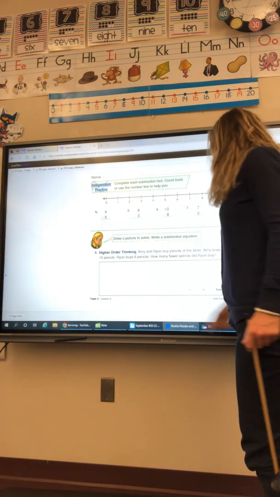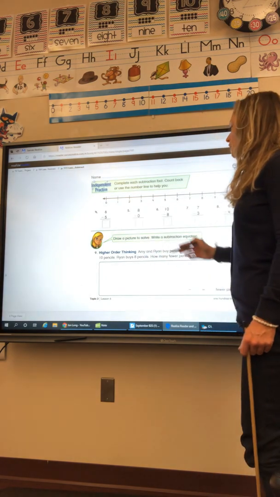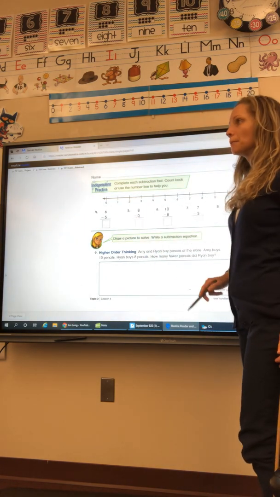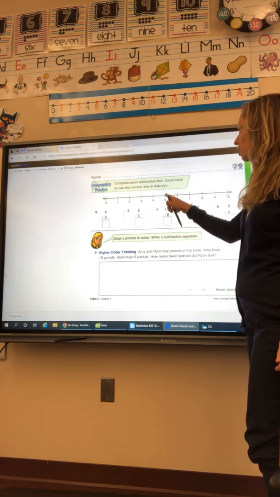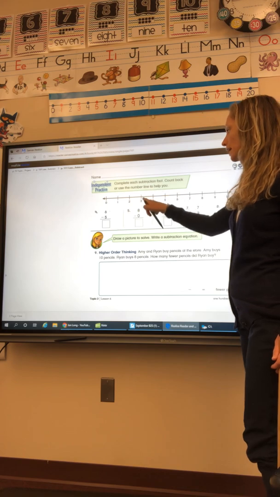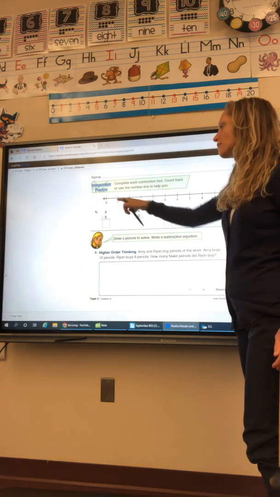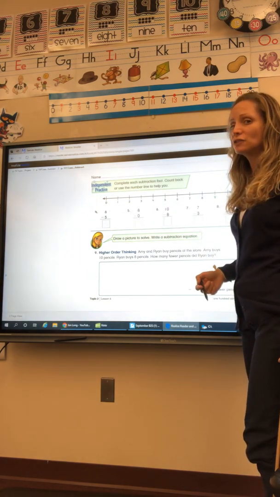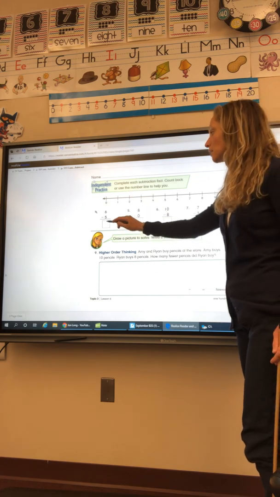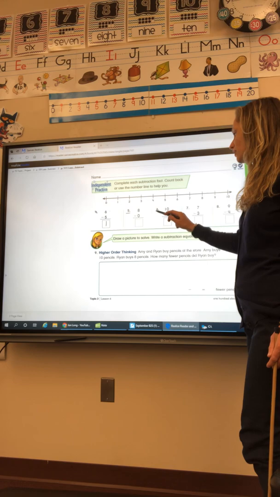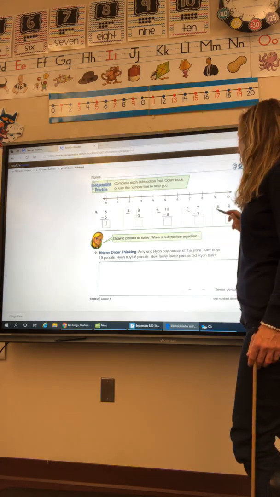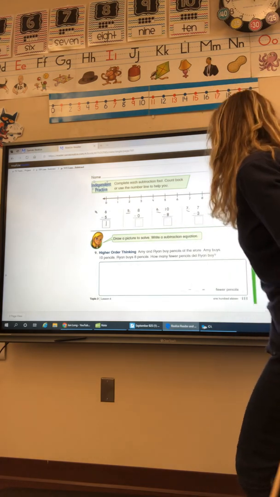Here's 6 minus 5. I'll do one with you. You're going to start on the bigger number. That's the 6. And I'm going to jump back 5. 1, 2, 3, 4, 5. Every time I jump, I touch a new number. I landed on the 1. I'd like you to do 5, 6, 7, and 8 by yourself.